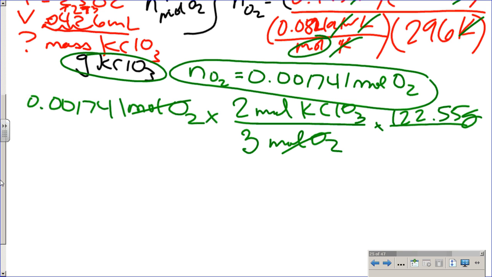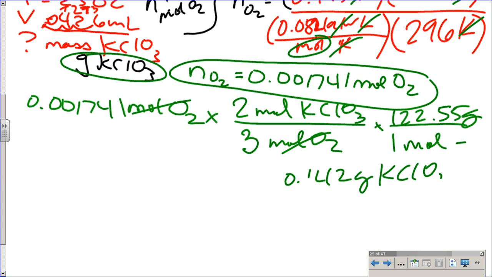And now you can do the last bit. That's all I'm going to do. Thank you for your patience. This answer is 142 grams of potassium chlorate.